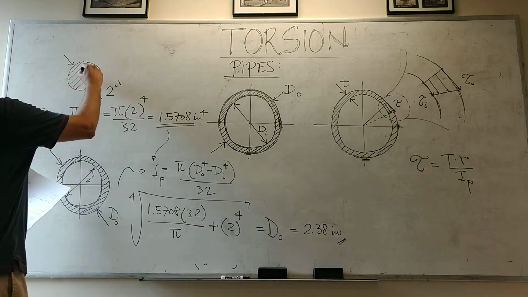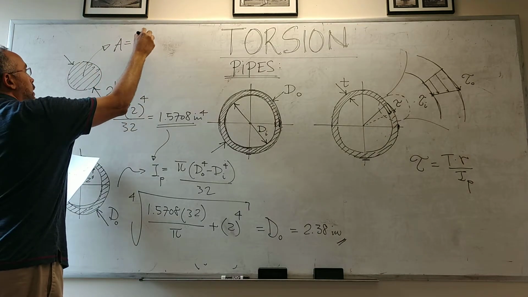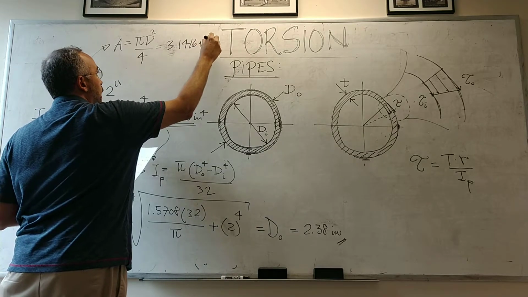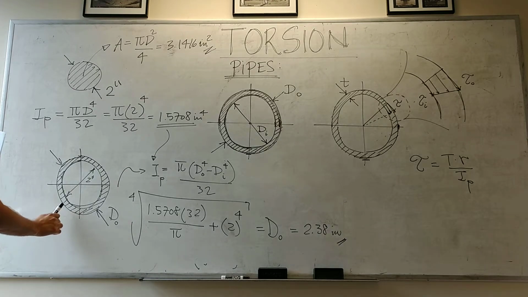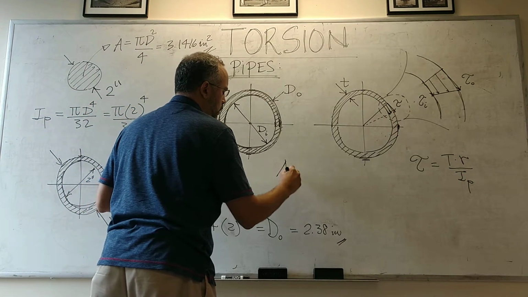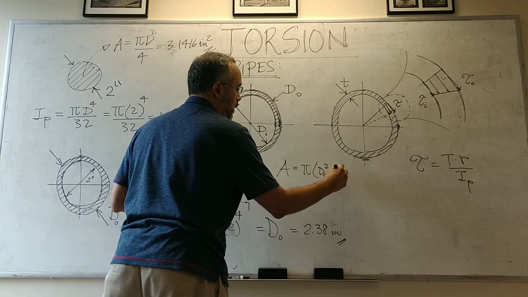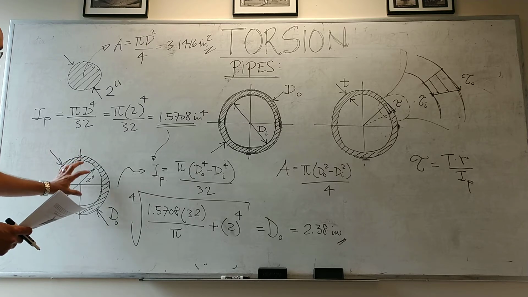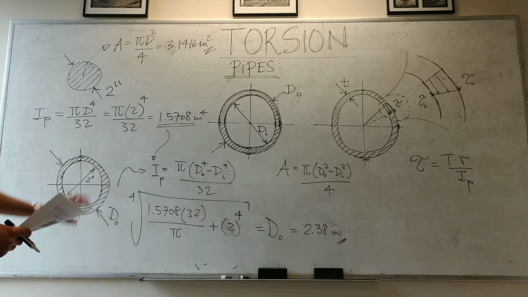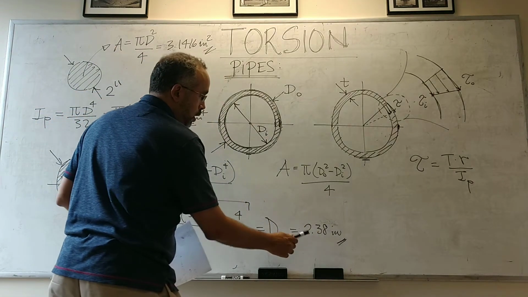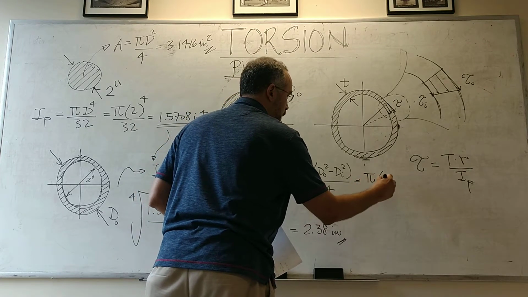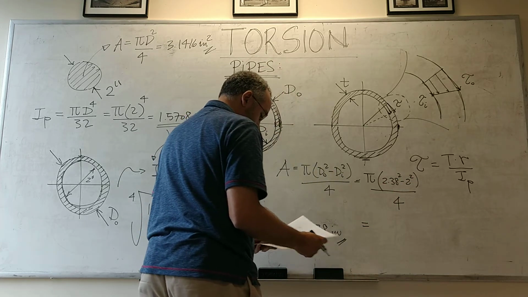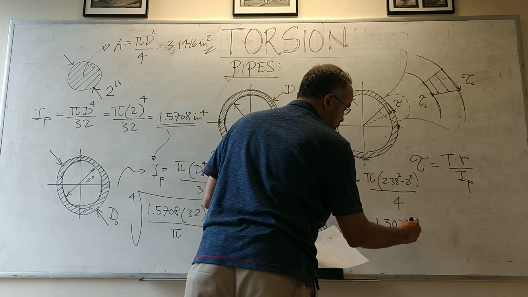Actually, let's do the calculation. In this case, the area of this would be pi diameter squared over 4. Boils down to this, right? In this case, the area would be this. Again, by using the subtraction theorem, where we take the area with the outside diameter and subtract the hollow area from the inside, right? And so if you substitute this, you get pi times 2.38 squared minus 2 squared, divided by 4. That boils down to 1.3007 inches squared.